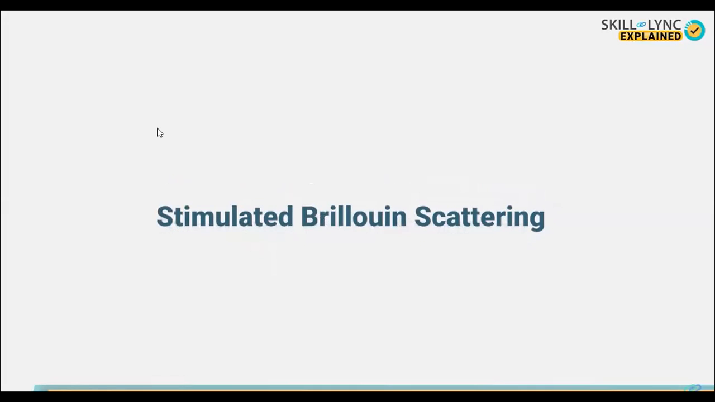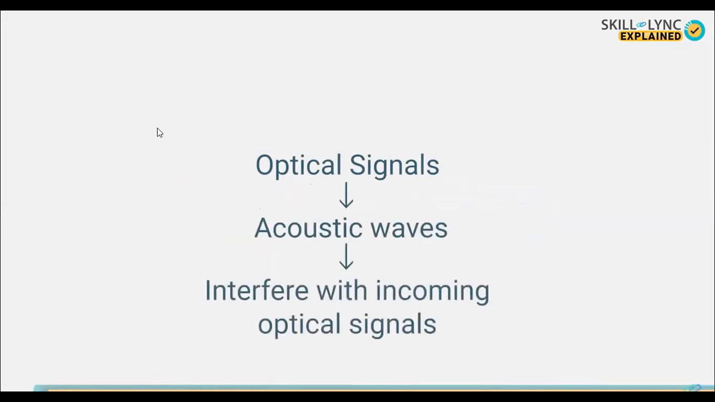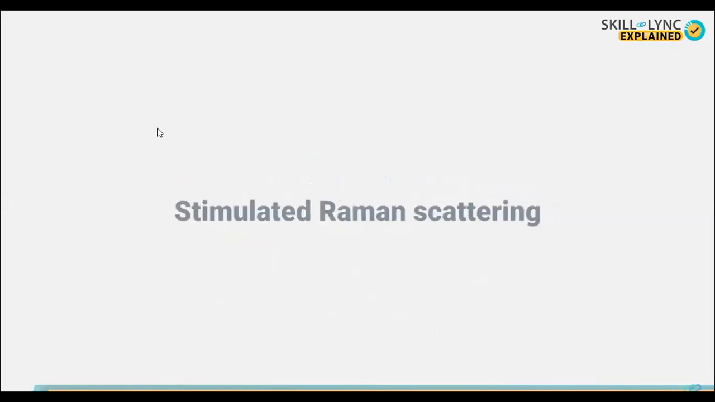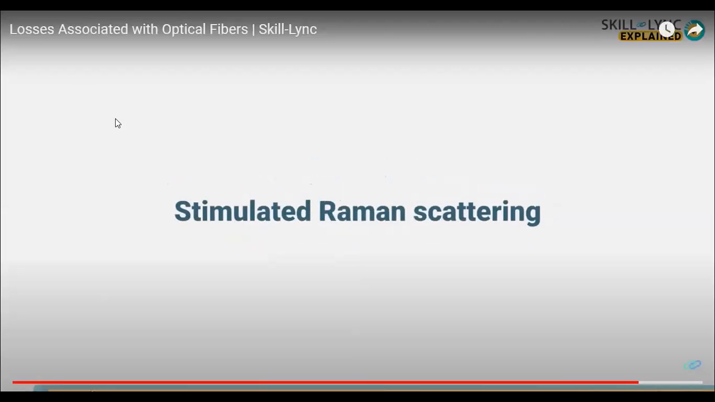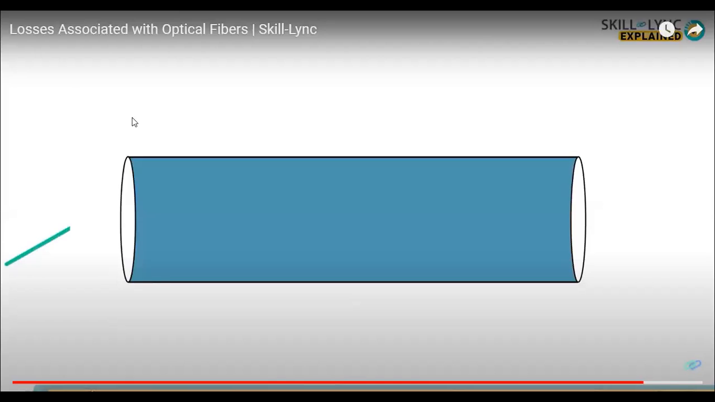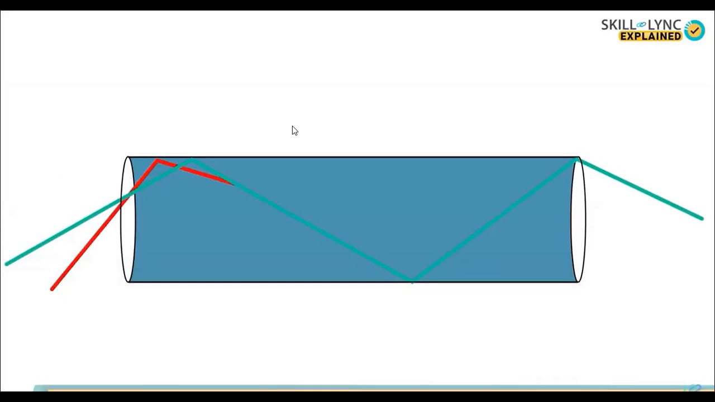Non-linear scattering is further divided into stimulated Brillouin scattering and stimulated Raman scattering. In stimulated Brillouin scattering, the strong optical signals inside the fiber are converted into acoustic signals. These signals travel backward and interfere with the incoming optical signals, causing a loss in signal strength. In the second type of nonlinear scattering, that is stimulated Raman scattering, the signal that has a shorter wavelength transfers its energy to the signal with the longer wavelength. This transfer of energy between the signals results in limiting the performance of the signal.